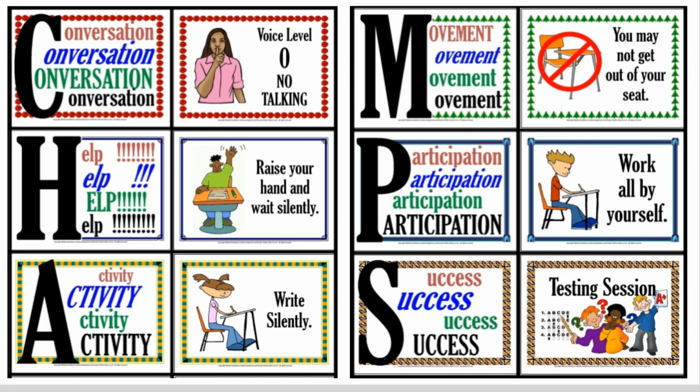So this scholar would know that the voice level is at 0, which means there's no talking. If you need help, you're going to raise your hand and wait silently. The activity right now is a silent writing activity. As far as movement, you may not get out of your seat. So this teacher needs to phrase that positively by saying remain in your seat. And for participation, scholars know that they're to work all by themselves. So this is solo work.